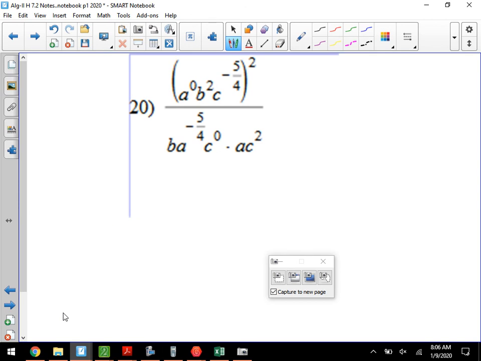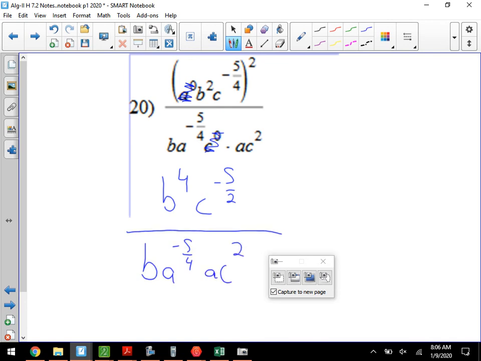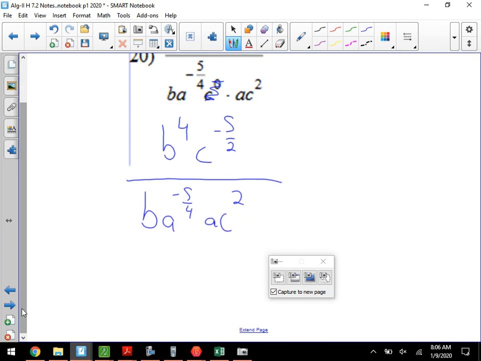So in 20, first thing I'll do is take care of that numerator with the power to power stuff. But what's a to the 0? 1. And what's c to the 0 in the denominator? So I don't worry about either one of these. I just kind of do that. So now I get my new numerator, b to the 4th, c to the -5 halves. Then I'll just rewrite the bottom for right now. A to the 5/4 negative ac squared. Okay? -5/4 times 2 is -5 halves.